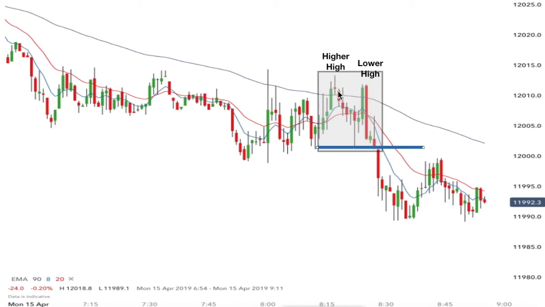So the entry, let me just get rid of some of these. The entry is below the middle of the pattern here, short, and the target was met just about here. So stop up here above this second high. If the market went up here and above this high, so this second high here, then the pattern is invalid and therefore it's a loss. But the market didn't. The market came down and it took out the target almost exactly before the traders started buying, so demand down here.